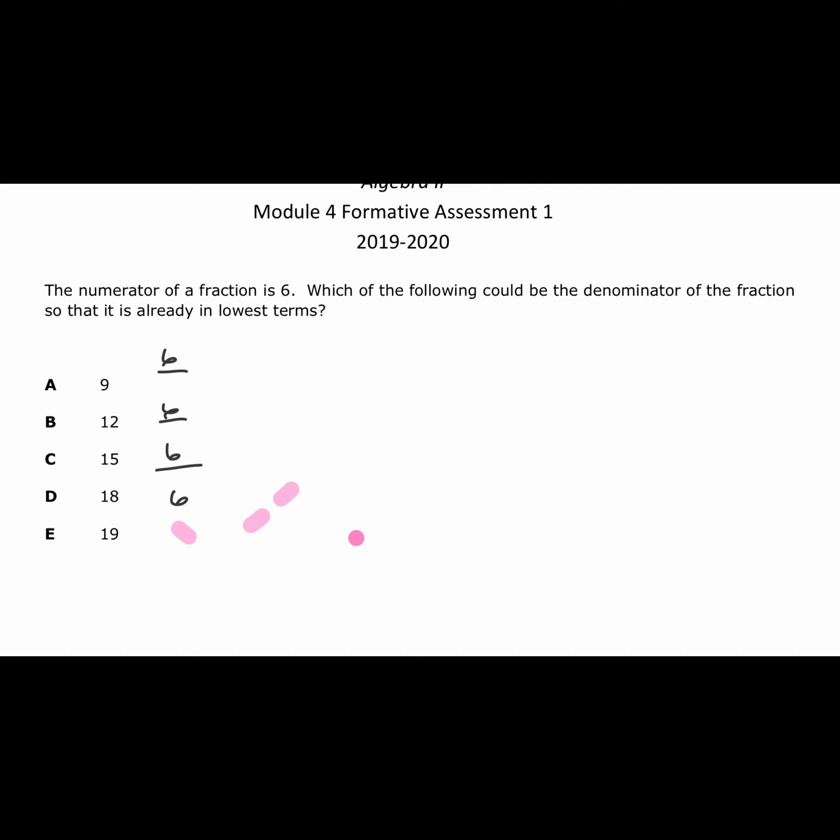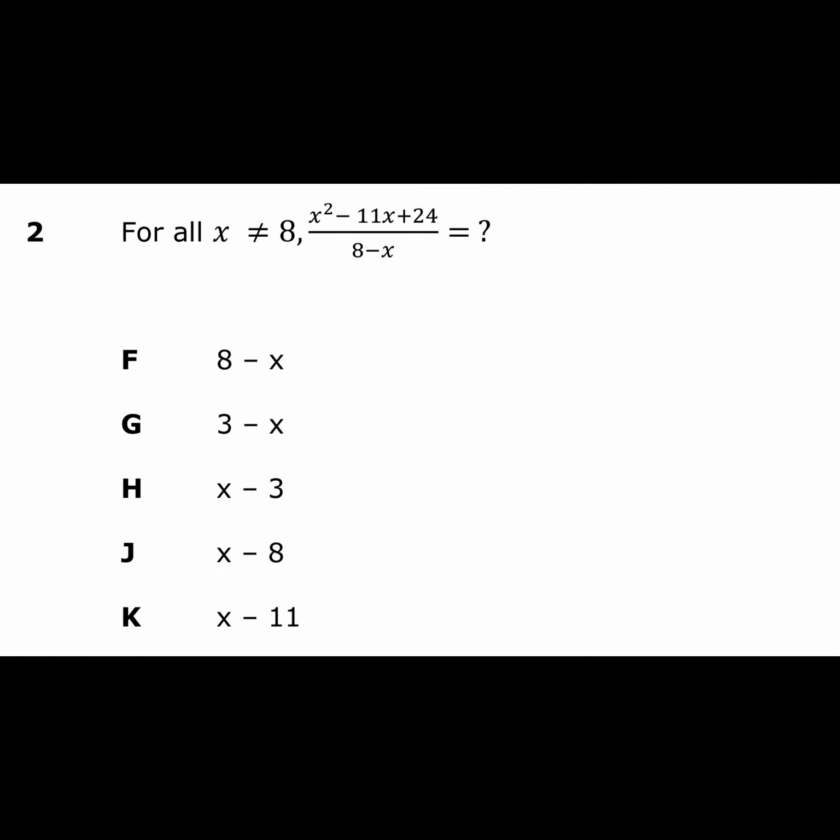So I could have easily just made a bunch of fractions and checked. So 6 over 9, this simplifies by 3 to 2/3. 6 over 12, this simplifies by 6 to 1/2. 6 over 15, this simplifies by 3 to 2/5. 6 over 18, this simplifies by 6 to 1/3. However, 6 over 19, they do not have a common factor, and so 6 over 19 is the only one that is in lowest terms already. So E is our answer.